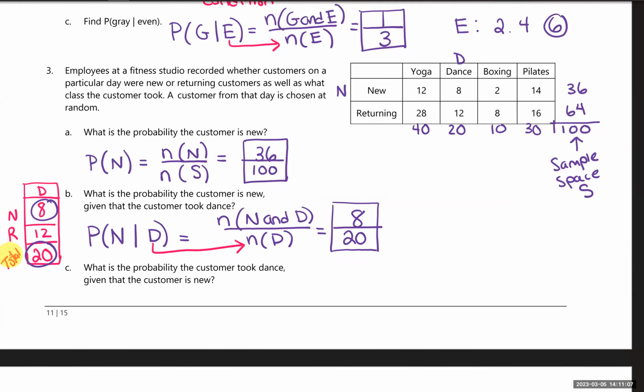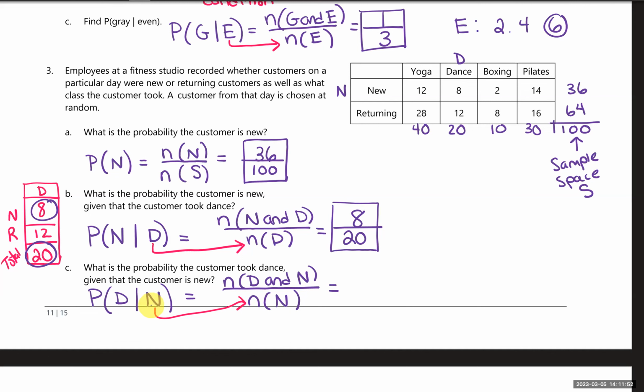All right, let's try a different order. What if it had been the probability they took a dance class given that they're new? Right, so the formula, the numerator would be the same, dance and new. So new and dance, or dance and new, same thing. I'm just writing it based on the rule. We usually say this one and that one. So dance and new. And then the key here is the denominator. You're only allowed to look at the new customers. So the condition tells you your denominator.